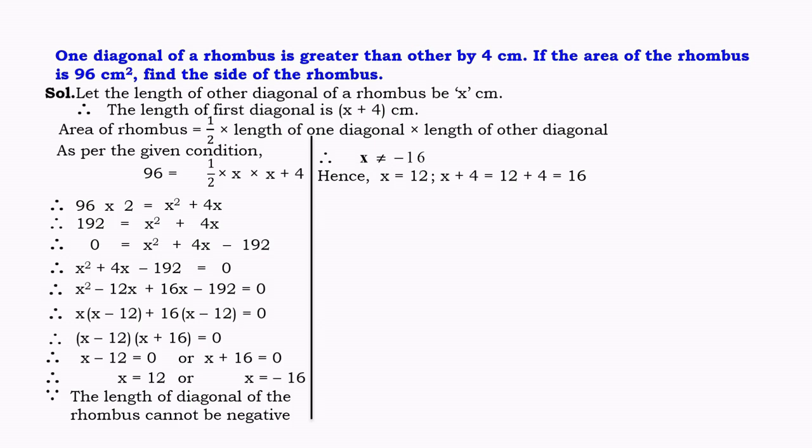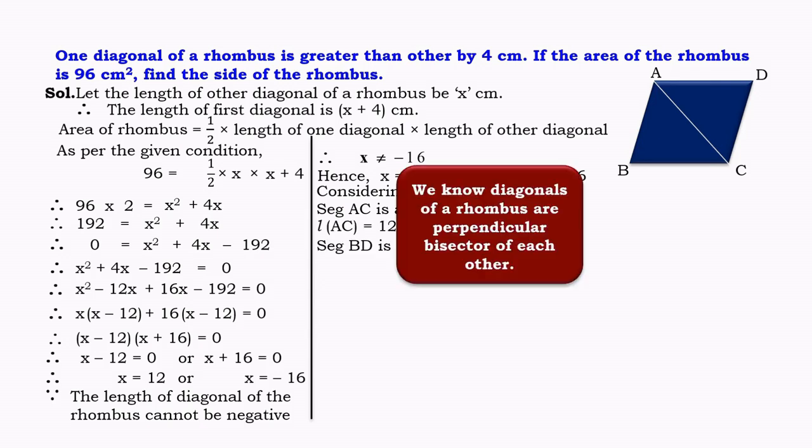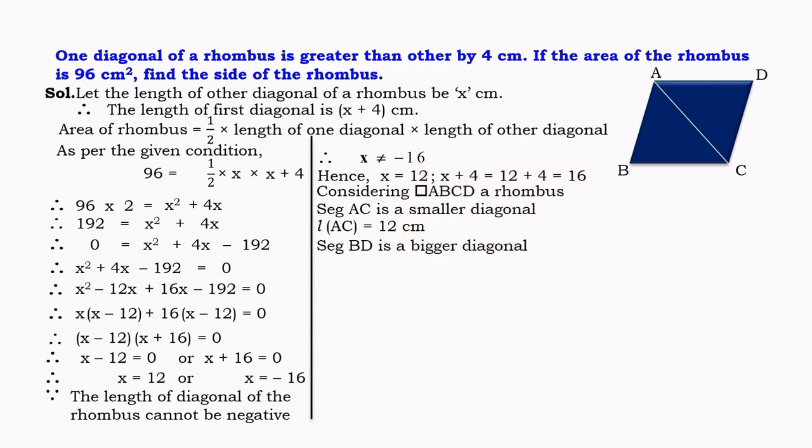Now let us use these diagonals to find the side of the rhombus. We know an important property of a rhombus. The diagonals of a rhombus bisect each other at right angles. This means each diagonal is divided into two equal parts. The smaller diagonal is 12 centimeters, so half of it is 6 centimeters. The larger diagonal is 16 centimeters, so half of it is 8 centimeters.